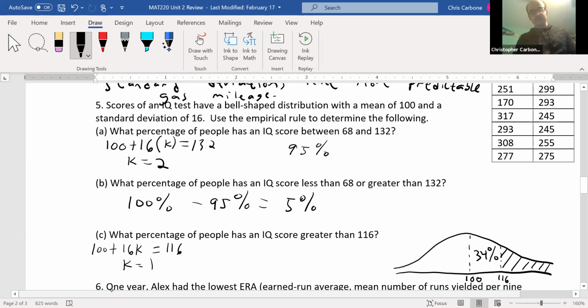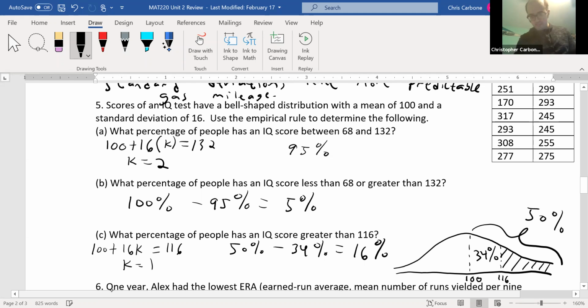But since this is symmetrical, we know that this entire part here, all of this, must add to be 50%. So we could take 50%, subtract 34% to get our answer of 16%. Or we could just add up the respective portions from the empirical rule to get the same answer as well.